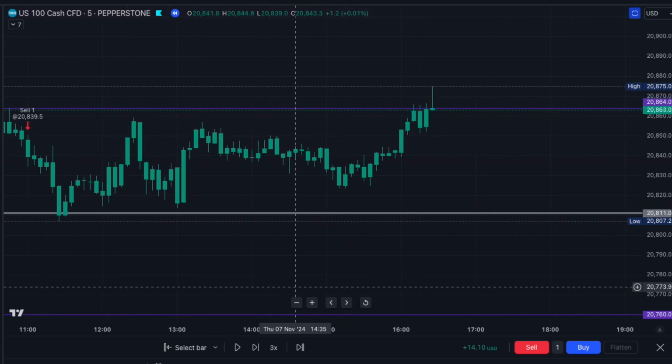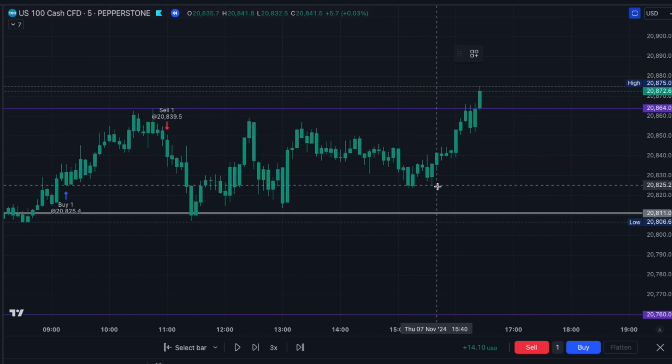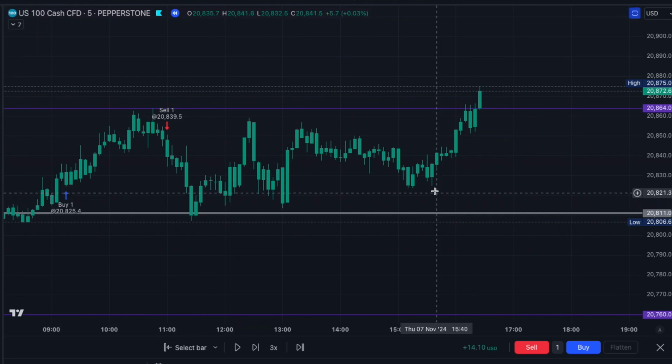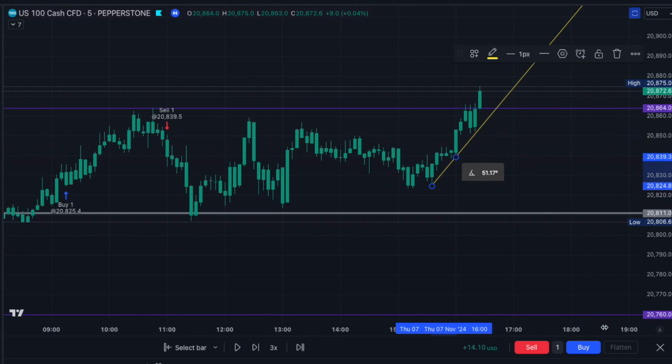Now it crossed. Same thing. You do a trend line from, let's say, from here. One second. Okay, this trend line from here. Okay. Buy order.